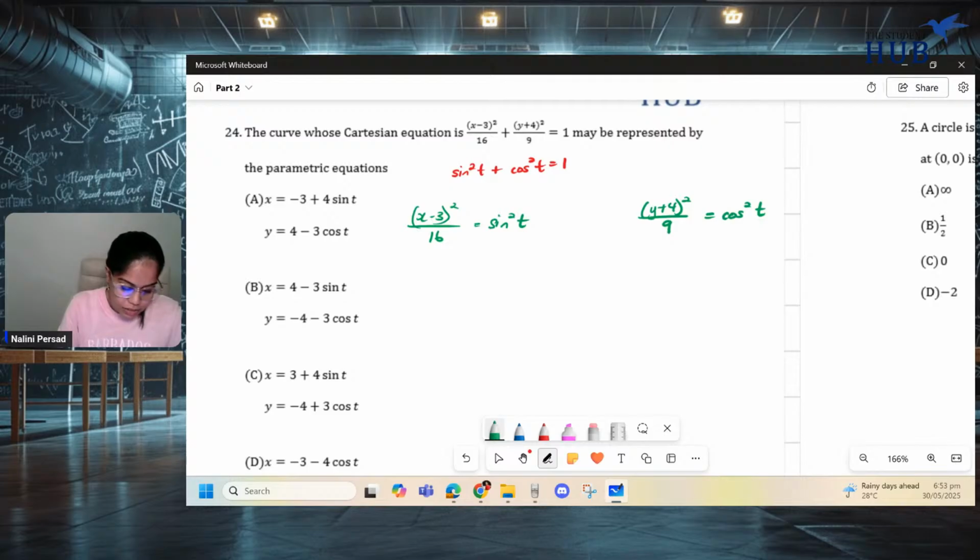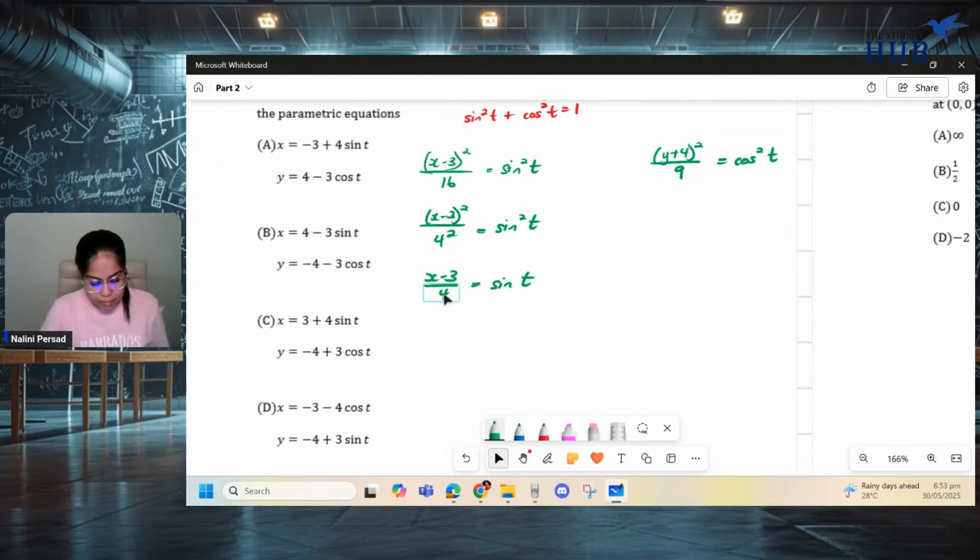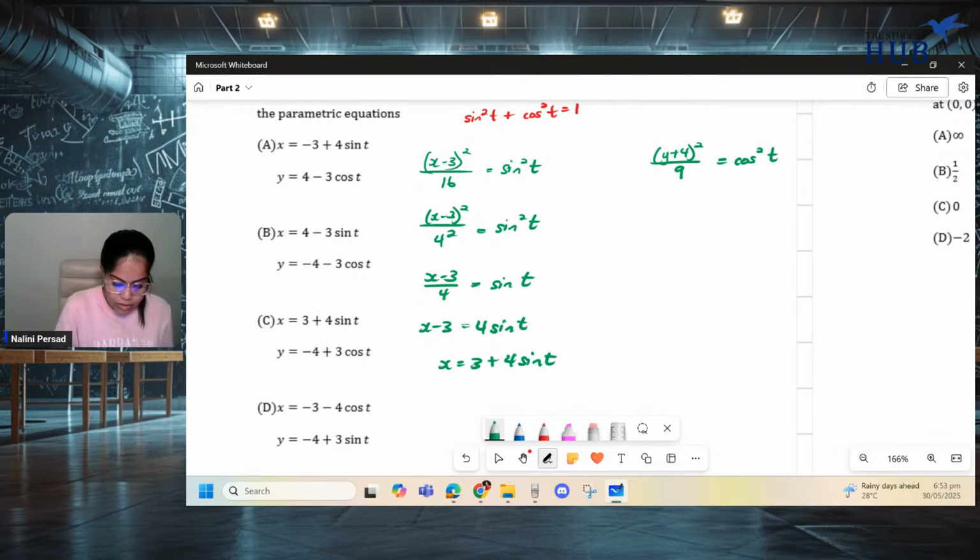So 16 is the same thing as 4 squared. And I could square root both sides and get x minus 3 over 4 is equal to sine t. Getting rid of the squares by square rooting both sides. To make x the subject, it'll be x minus 3 is 4 sine t. X is equal to 3 plus 4 sine t. So that's the first equation there.